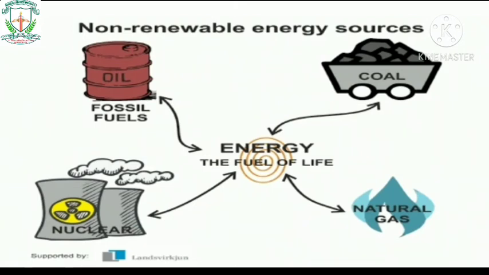Non-renewable resources are exhaustible natural resources. The amount of these resources in nature is limited. They can be exhausted by human activities. Some examples of these resources are forest, wildlife, minerals, coal, and petroleum.